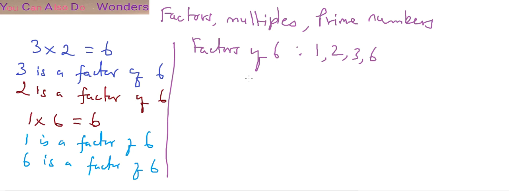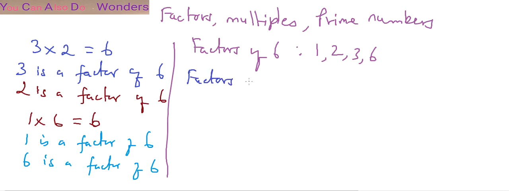Is 6 divisible by 4? No, when you divide 6 by 4 there will be a remainder. So the remainder is not 0. So therefore 4 is not a factor of 6. Similarly 5 is not a factor of 6, but 6 is a factor of 6.